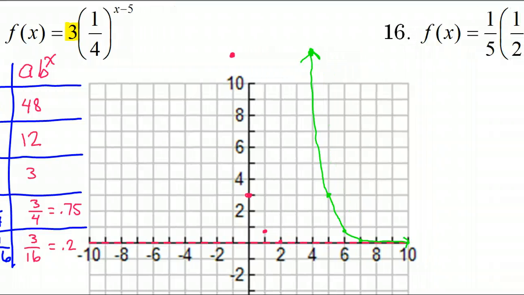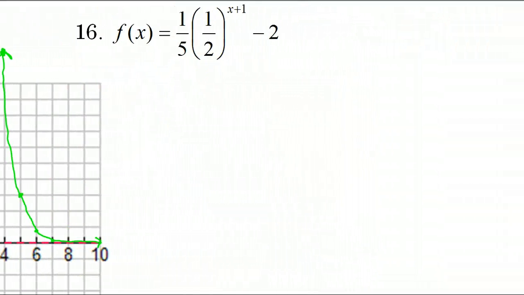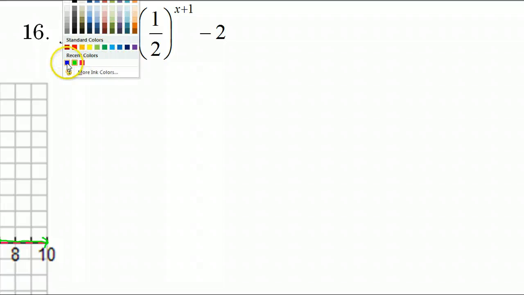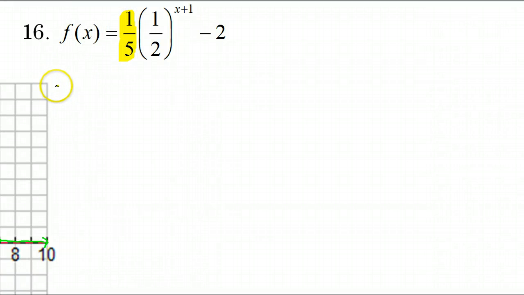All right, so number 16. Once again, we see that we have an A value in the front, this 1/5, which, by the way, will be a vertical compression by a factor of 5, should be like squashed. If there's an A value, we will need the 3-column chart. So let's just get started making our 3-column chart. All right, about that big should do it.